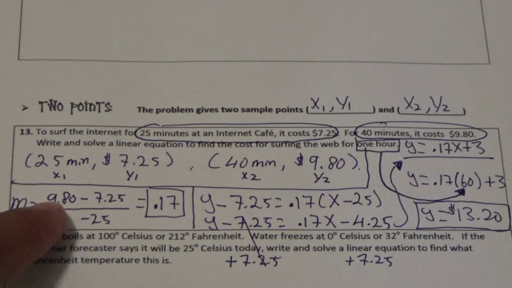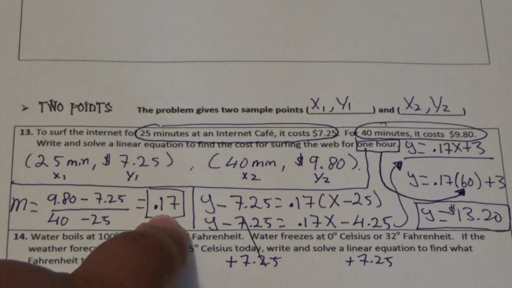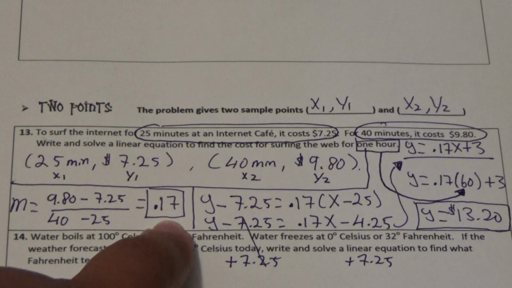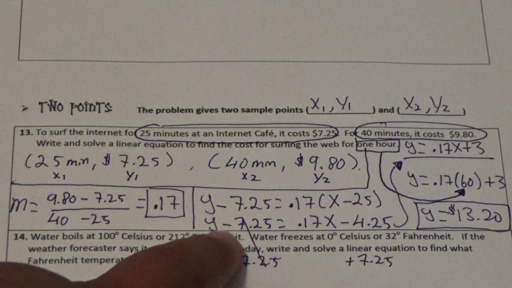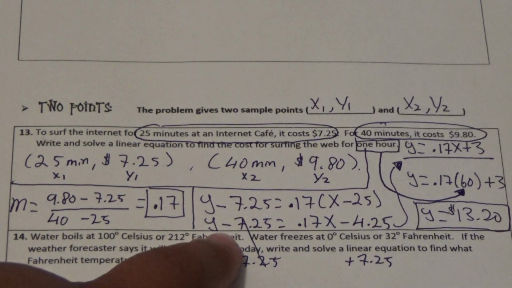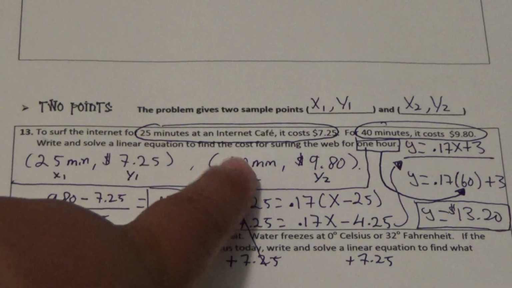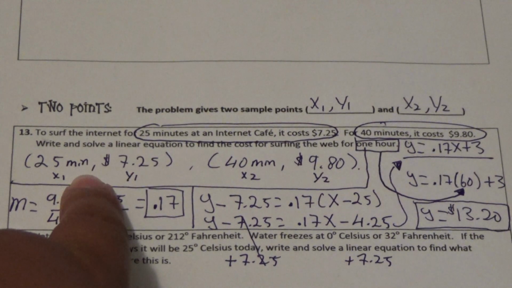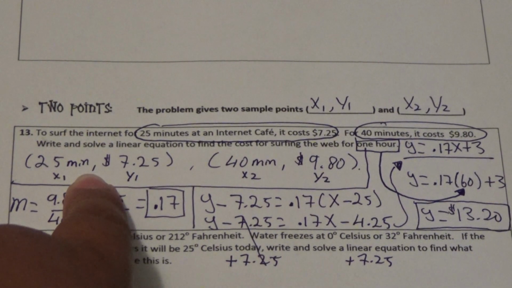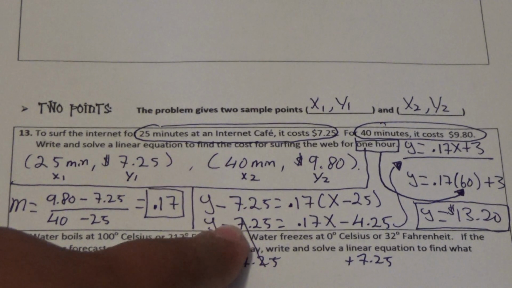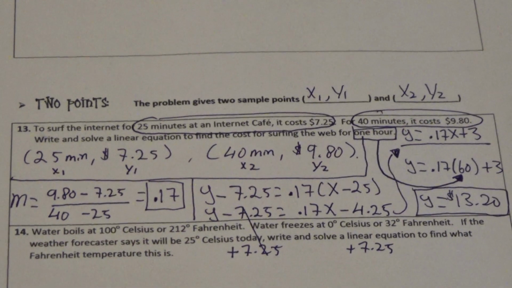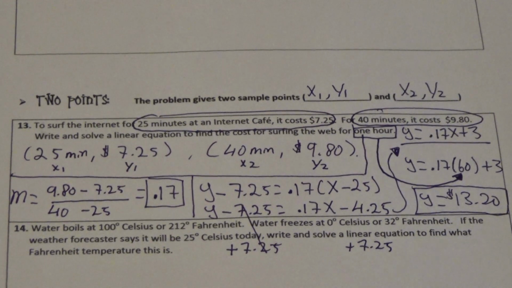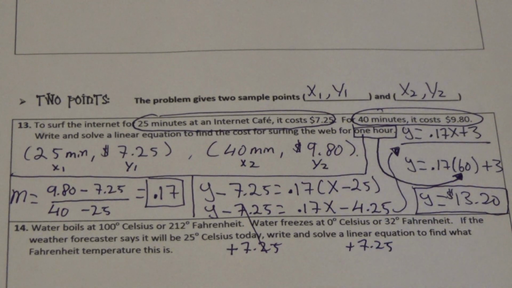Well, when I figure out the slope, I got 0.17. I have a slope, and I have 2 points. Then I'm going to use the point slope formula. Again, you can use whichever point you want, but I'll use this one because I already labeled them x1 and y1. That fits into my formula perfectly. y minus 7.25 equals 0.17 times x minus 25.